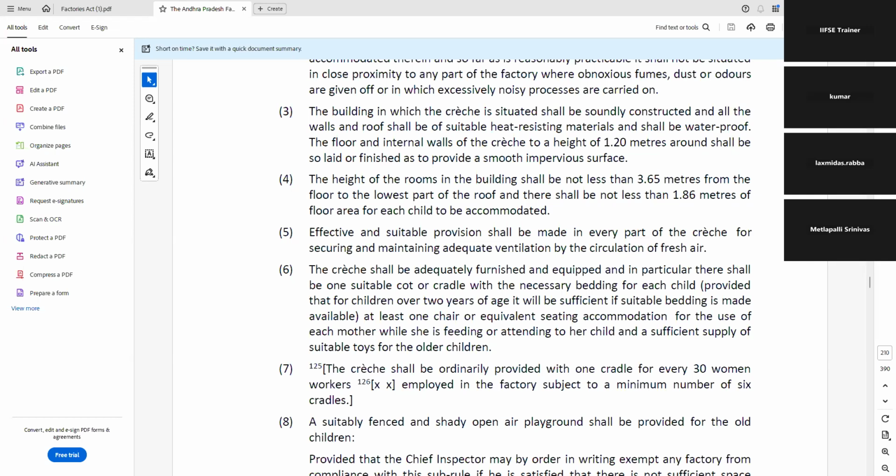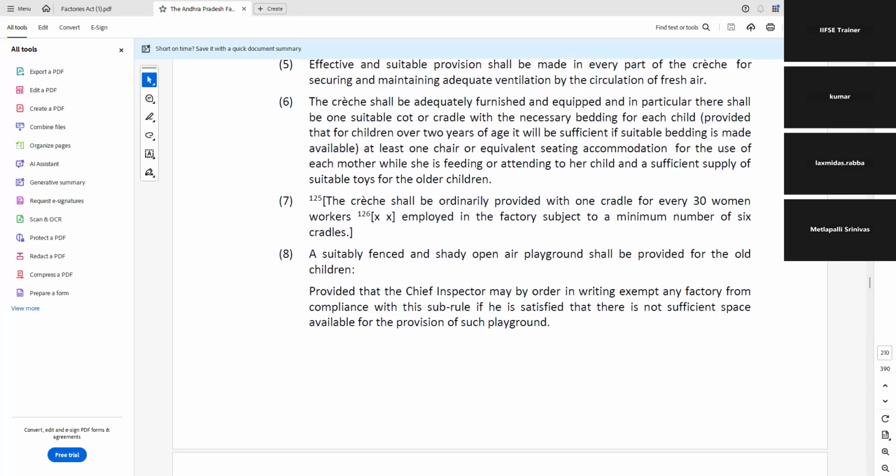Okay, one cot or cradle for the kids till 2 years of age, and also we can have at least one chair or suitable provision for their mothers when they come for the feeding of the children, and also suitable toys for those who are older, in the sense maybe above 2 years till 6 years. So we have to provide the toys as well.